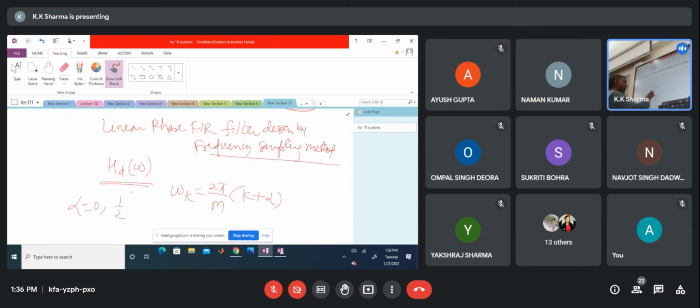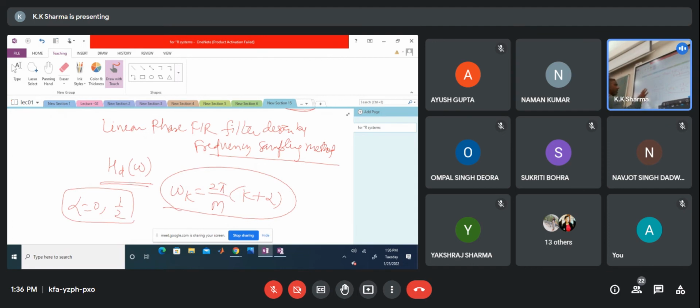Don't confuse yourself with this alpha. It is only a simple number. Otherwise, it is 2 pi by M into k, the DFT kind of thing. If alpha is 0, the frequency given by each omega k equal to 2 pi by M into k coincides with the DFT samples, essentially.